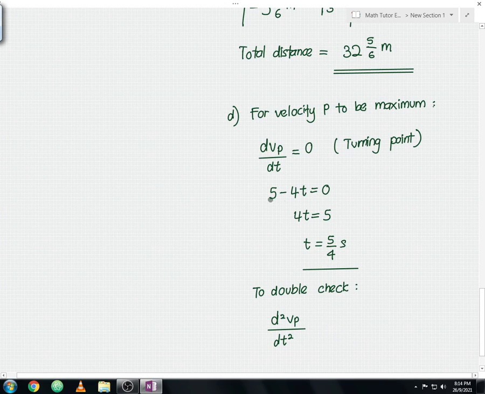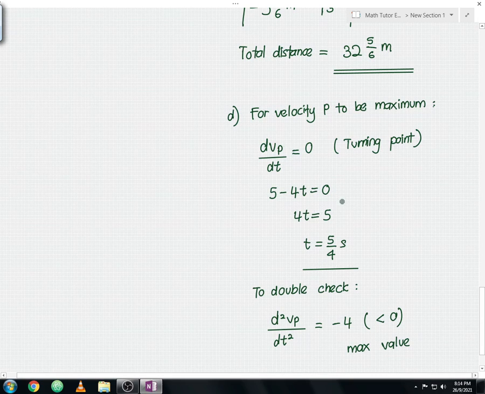Okay, so you differentiate this expression one more time, you should get equals to -4. This -4, the value is actually less than 0. So when you have a double differentiation value which is less than 0, it is indicating that it will give us a maximum value. Now we can confirm that this t value will give us a maximum velocity at particle P.